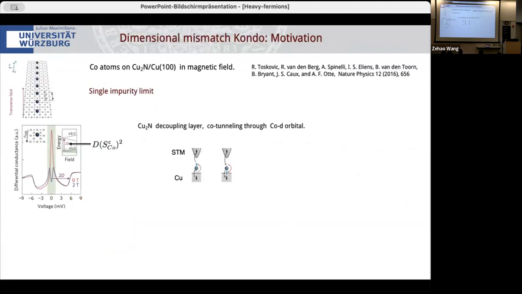This really is motivated by some very beautiful experiments by Sander Otte in Delft. He has a copper 100 surface, and he puts a copper nitride insulating layer on top of that, and then he puts cobalt. The cobalt is a spin 3/2 atom, and there is an easy axis anisotropy just because there's spin orbit coupling, which has to be there, and it turns out to be positive, such that the Kramers doublet plus or minus 1/2 is actually the ground state.